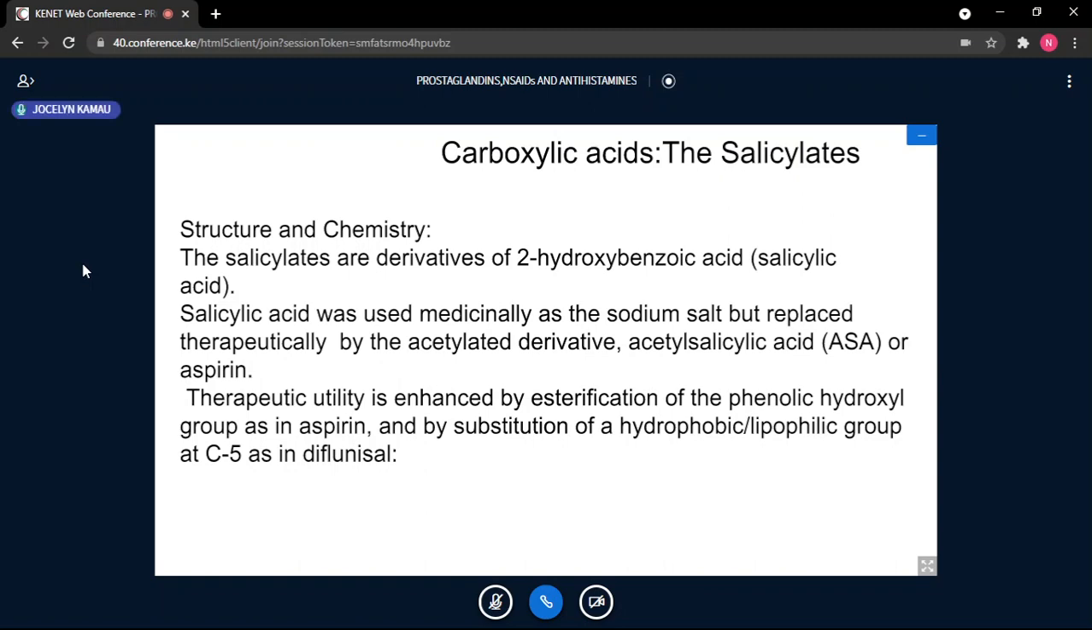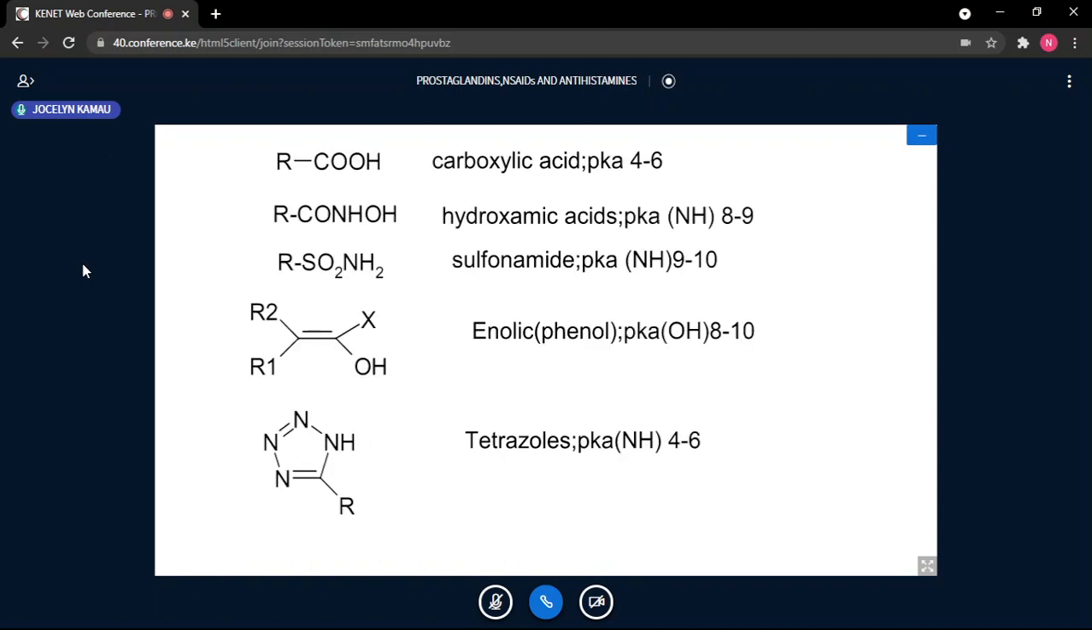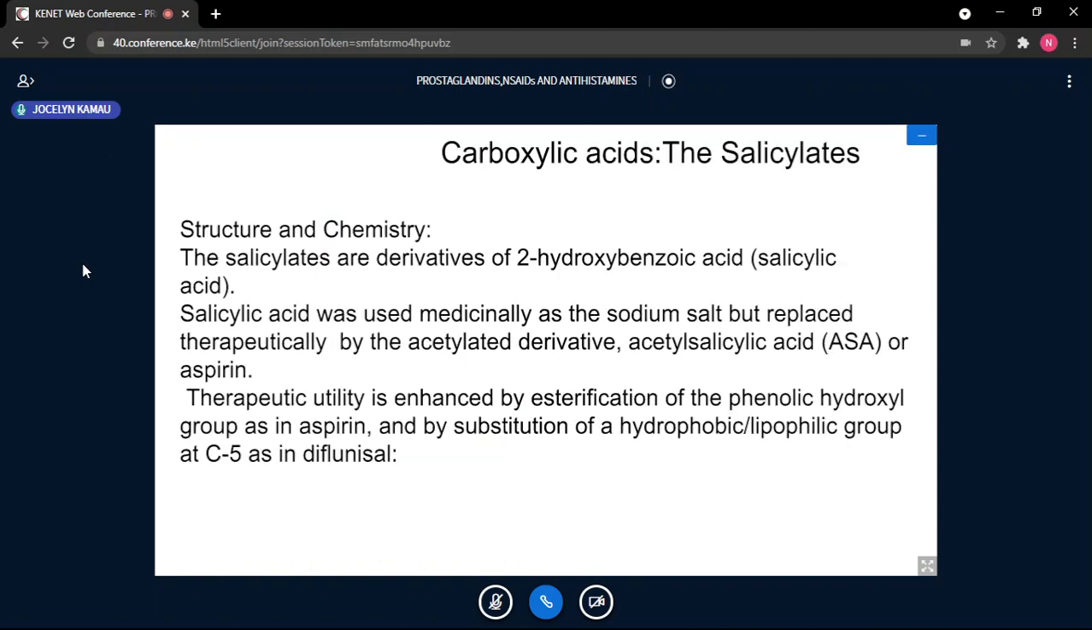So those were the general ones. I hope you have picked something. Those are just the general SARs which are expected of most non-steroidal anti-inflammatories. But as I said, we will now be able to look at each group and be specific and discuss the specific structure requirements, because these drugs do not carry the same structure.